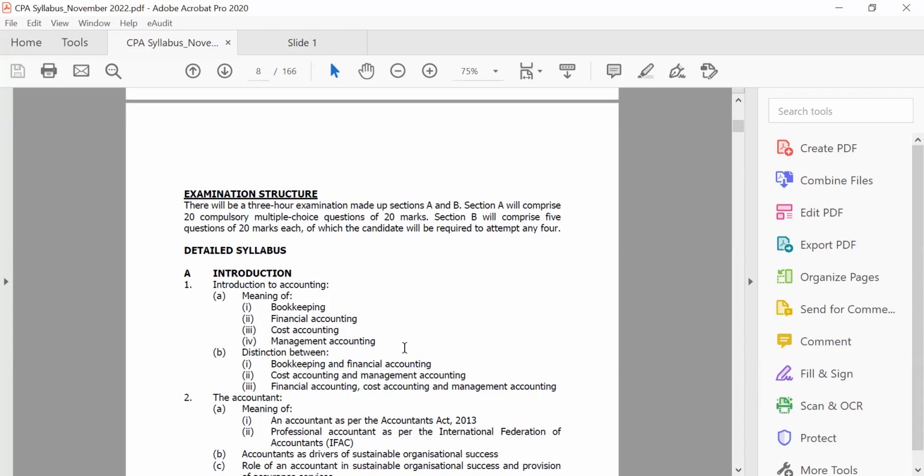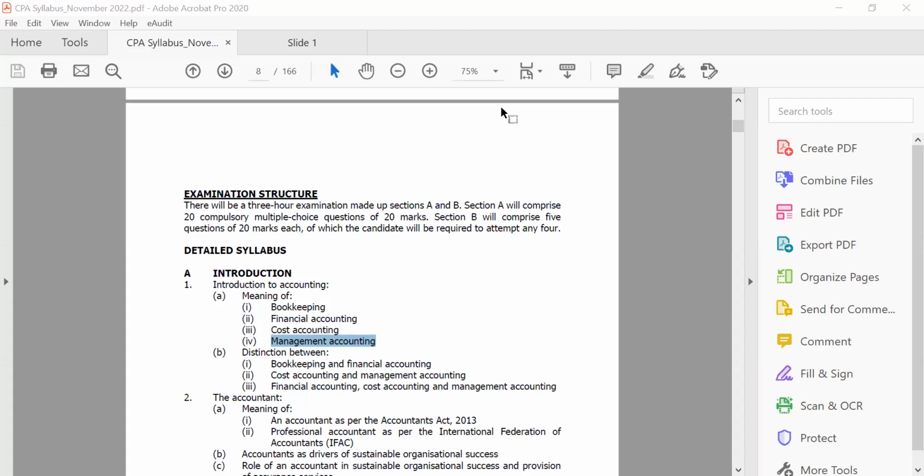Then we have our friends who are called the management accountants. Now, the management accountants help us transform financial accounting into reports that can be understood by our managers.